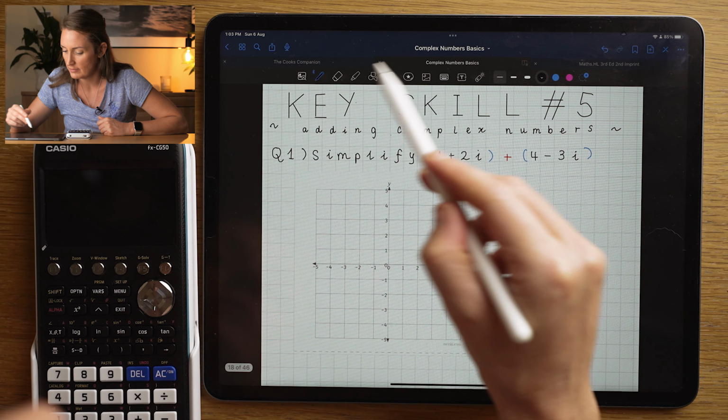In Key Skill 5, we're going to be looking at adding complex numbers. I'm going to show you this in two different ways, a geometric approach and an algebraic approach. So we can liken adding complex numbers to adding vectors.